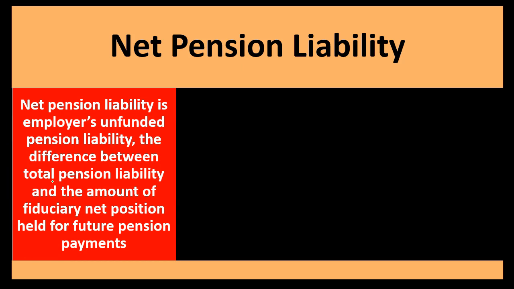What is then the net pension liability? Key calculation: net pension liability. Net pension liability is the employer's unfunded pension liability, the difference between the total pension liability and the amount of fiduciary net position held for future pension payments. Keywords there being the unfunded pension liability. What does that mean? It's the difference between the total pension liability and the fiduciary net position. We're talking about basically the balance sheet net position, the equity section, assets minus liabilities, held for future pension payments.